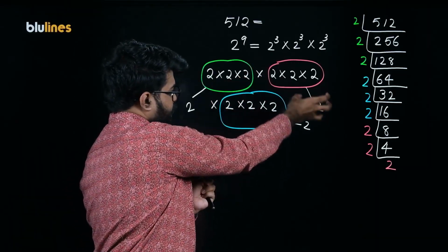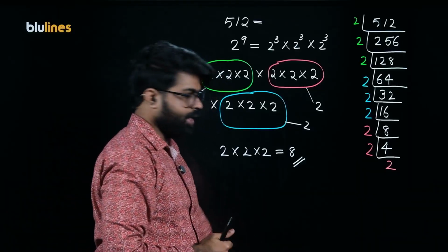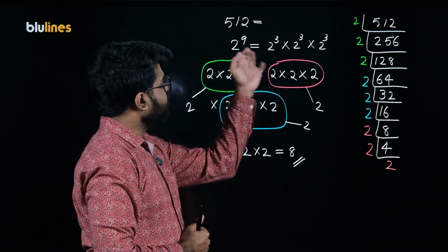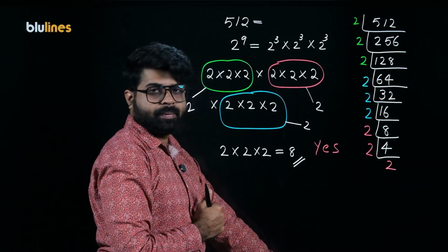So here we have 2, here we have 2, 2. So 2 into 2 into 2, which is equal to 8. So 8 cube, that is equal to 512. We can go for the next one. Yes, this is a perfect cube.